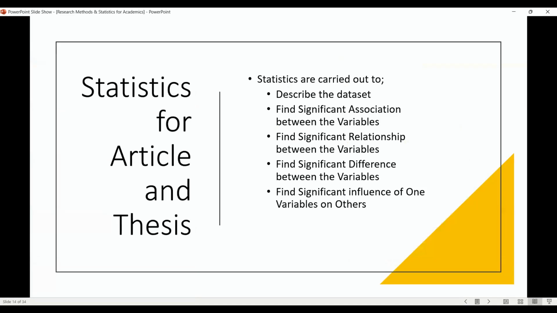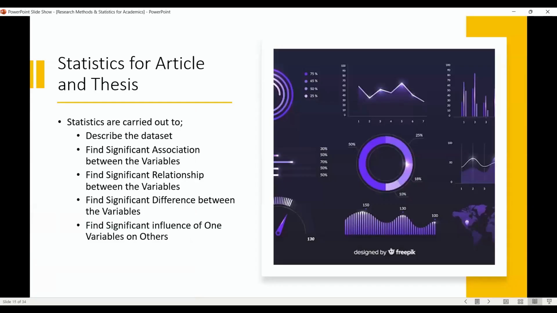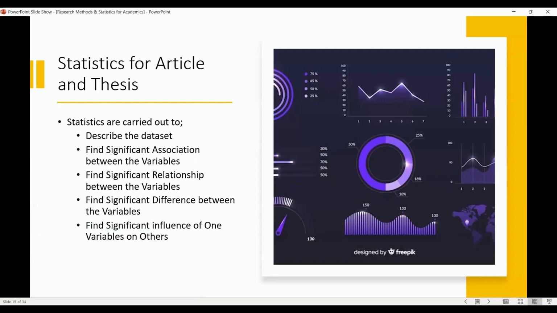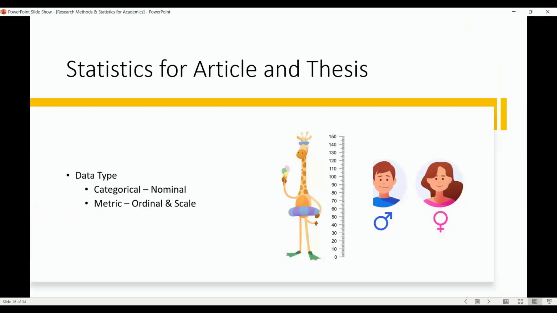And finally, the important thing I have discussed is statistics. So we are doing statistics only for 5 reasons: to describe the data set, or to find the significant association between variables, or significant relationship between the variables, or significant difference between the variables, or significant influence of one variable on another variable. And I also told you statistics only deals with 2 types of data. One is categorical, the other metric, and based on this, what kind of statistics has to be performed is determined.